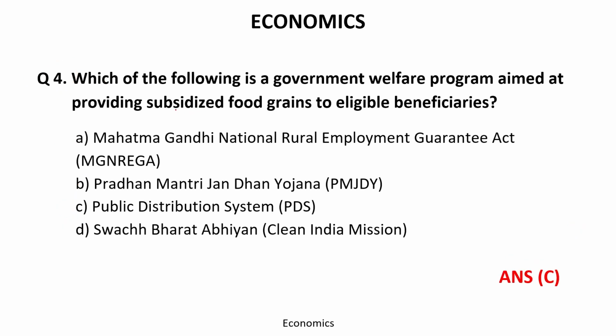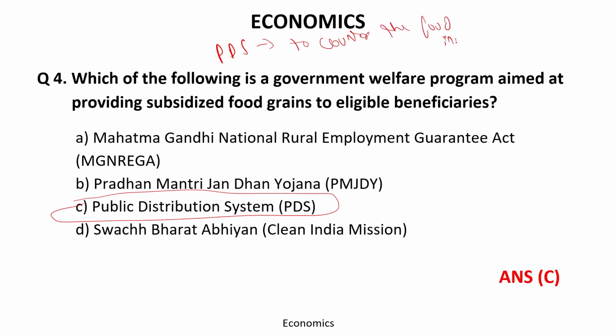Time's up. Correct answer is C. So the PDS is basically introduced to counter food inflation and protect, you can say, the poor people.